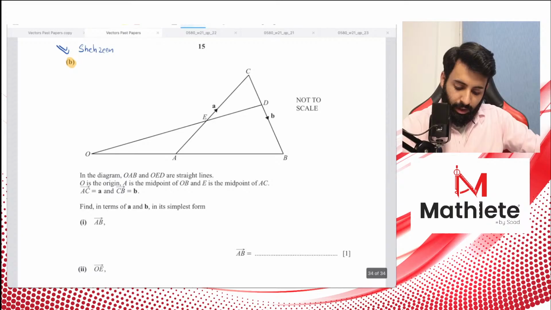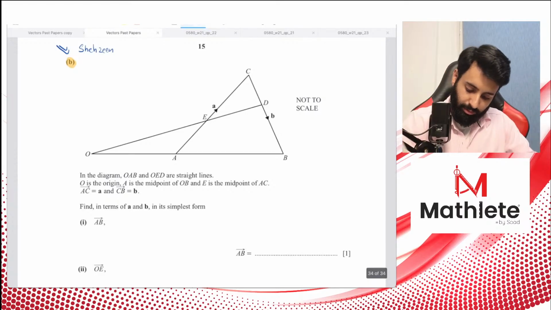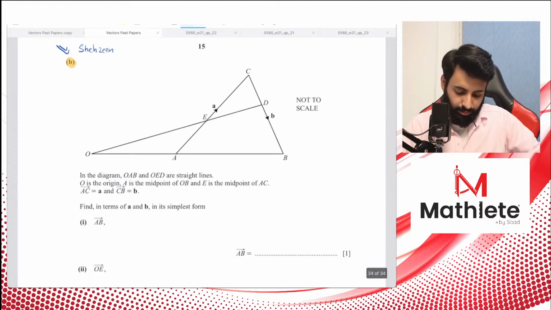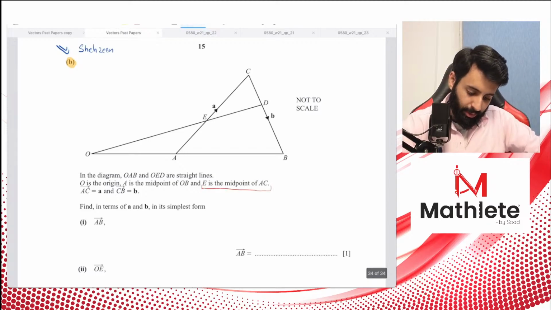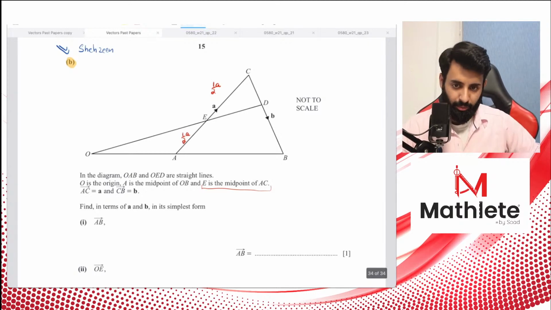Now let's read it again. In the diagram OAB and OED are straight lines. O is the origin, A is the midpoint of OB. Since we don't know what OB is, there's nothing we can do there. But here's something we can do. It says E is the midpoint of AC. Since we already know that AC equals a, I can find AE. So AE is going to be half of a, and EC will also be equal to half of a.